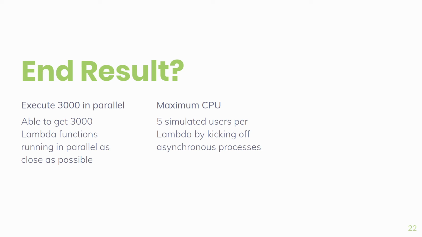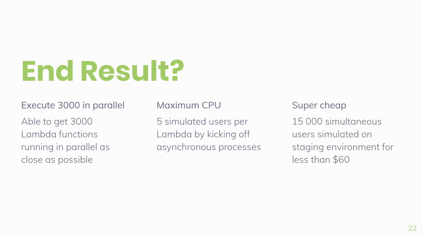Your mileage may vary. You may be able to get far more users on a specific Lambda function. And this meant that we could run 15,000 simultaneous users executing on the staging environment for us to test the effect of this load of users spinning up within minutes. And every test that we ran on the staging environment cost us only about $60 in total.